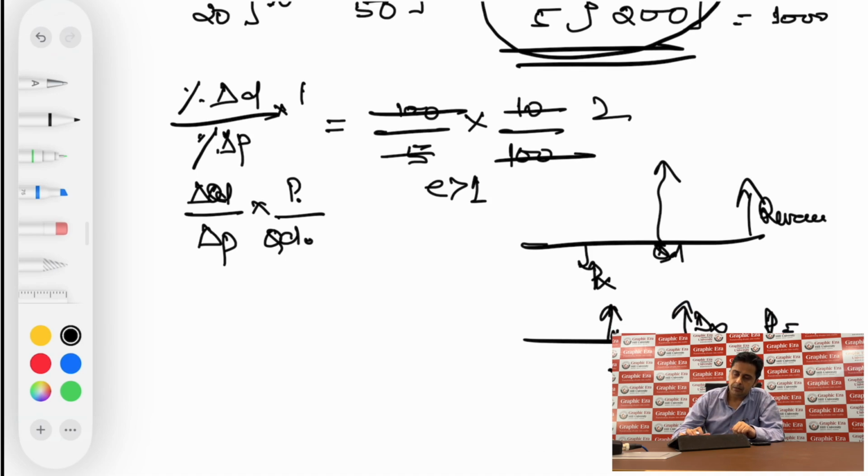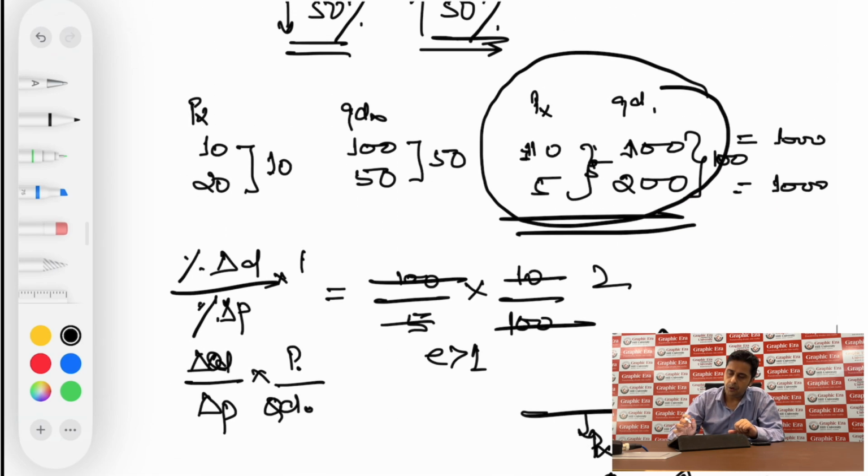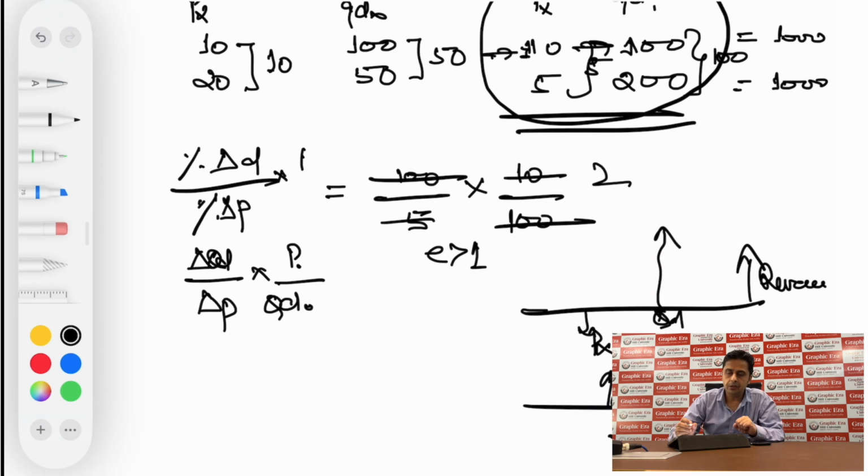Actually, we had taken this formula with the original values at 10 and 100. Let's see another interesting aspect. What if we are now talking about a change in price from 5 to 10 and a change in quantity demanded from 200 to 100? So it's just the reverse of the same case. So now going by this formula, the change in demand and change in price remains the same, but the original value of P and QD changes.